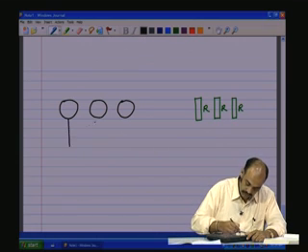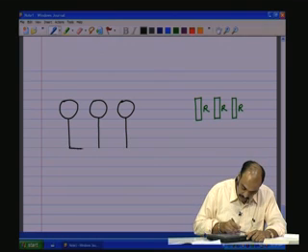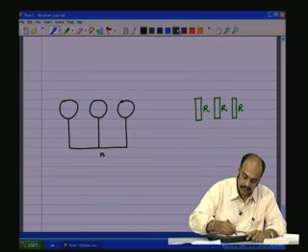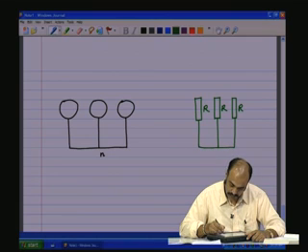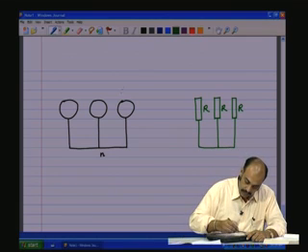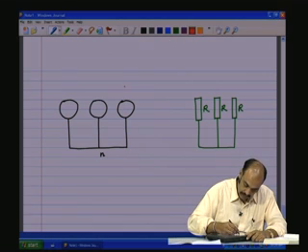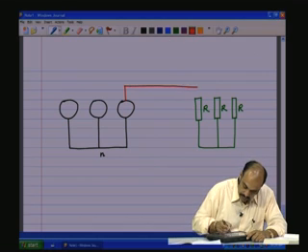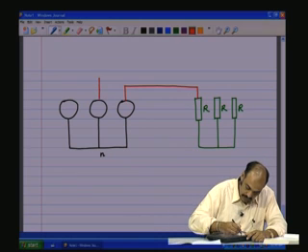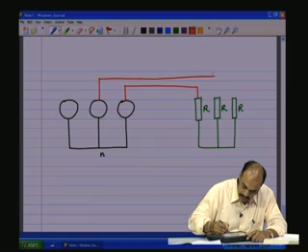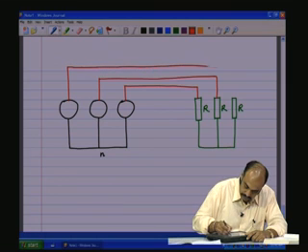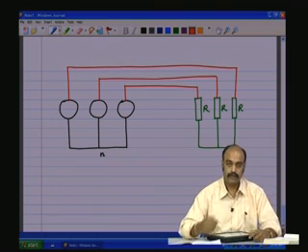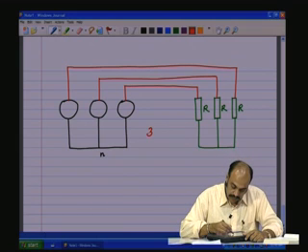Now, all the 3 sources, the return path points I am going to common them, call it N, and in the case of the loads also, all these are going to be commoned, and then the other ends of the sources are connected in this fashion to the loads. So, this is a 3-phase, 3-wire system.